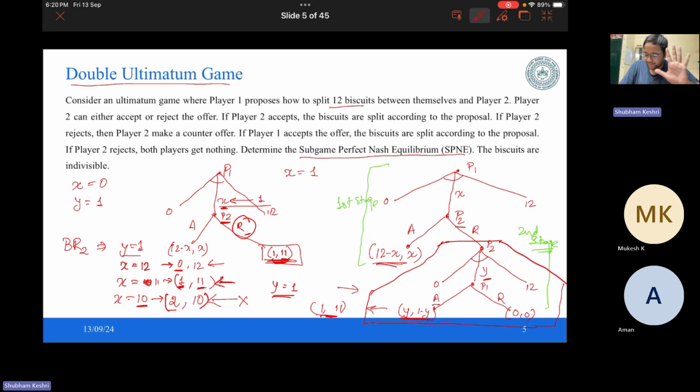Just a minute. You see, in the first stage, he's offering X to player 2. So if player 2 accepts, player 2 will get the value of X. So in that case, if X is equal to 11, player 2 will get a utility of 11 and player 1 will get 1. So he's offering 11 cookies or biscuits to player 2. So at the end of the first stage, if player 2 accepts, the utility will be 1 comma 11. That is all right. Yeah, I am saying X will be equal to 1, not equal to 11.